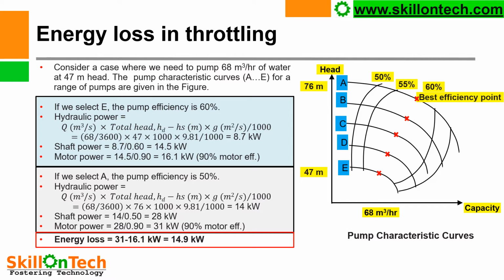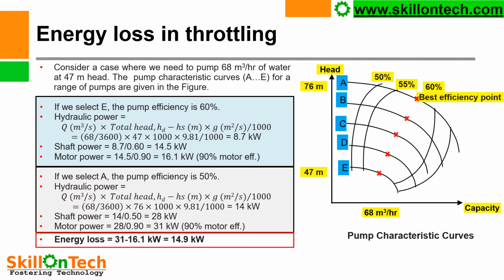Energy loss in throttling. If we are operating a pump by throttling a discharge valve, then we are losing a lot of energy. So how can we save energy? By operating a pump with the discharge valve fully open, matching our flow requirements and saving power in our pump operation. So I will give you an example.